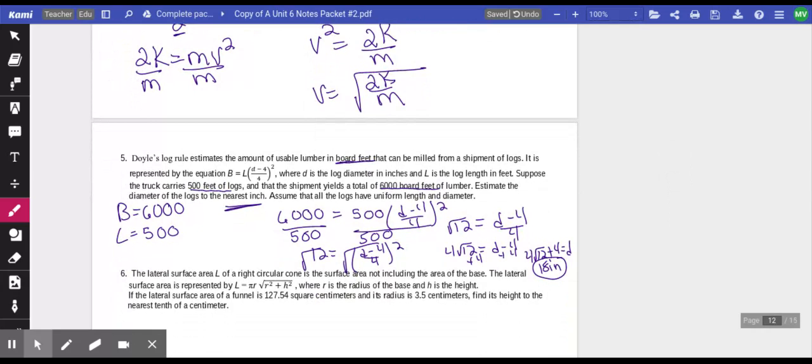Number 5, I'm using this equation they gave me, and I know by reading it that B equals 6,000 and L equals 500. So I substitute 6,000 and 500, and I need to solve for D. So first I'm going to divide both sides by 500, which gives me 12. Then I'm squaring everything in parentheses there. So the opposite of squaring is taking the square root. So I have the square root of 12 equals D minus 4 over 4. I multiply both sides by 4. So I have 4 radical 12 equals D minus 4. I add 4. So my answer is 4 radical 12 plus 4. They wanted it to the nearest inch, so I just did that on my calculator, and I got 18 inches.